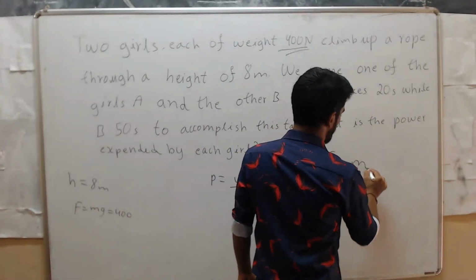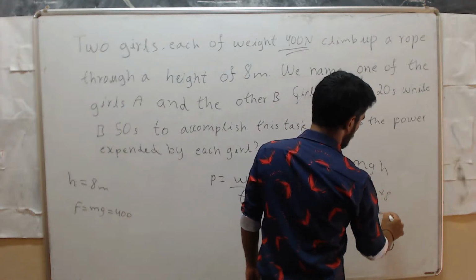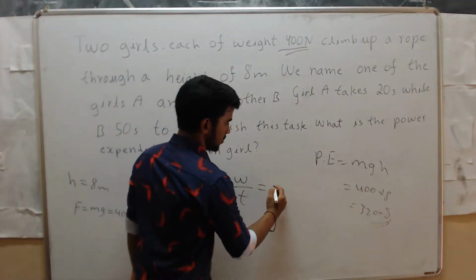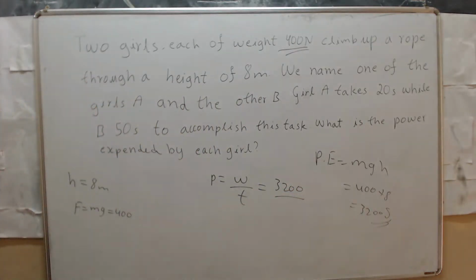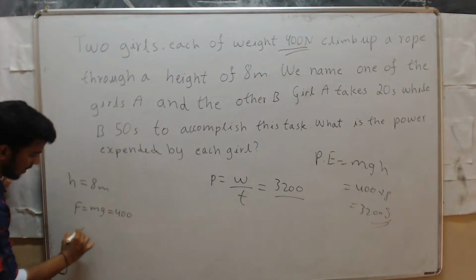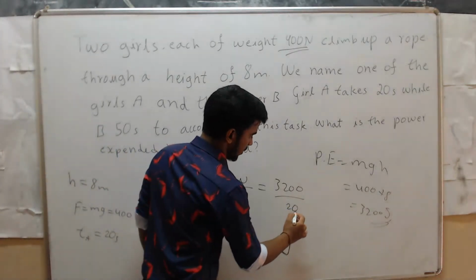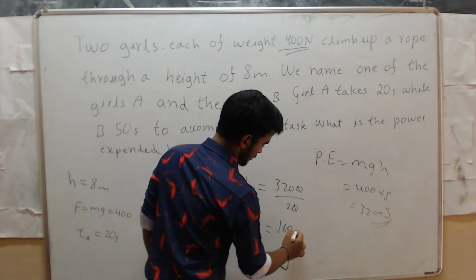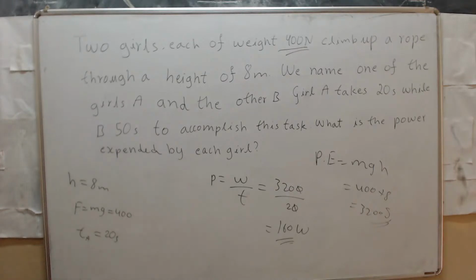Potential energy is equal to m into g into h, that is 400 into 8, which is 3200 joules. So this work done is equal to potential energy, right? Now substitute here: 3200 divided by the time taken. Girl A takes 20 seconds. I will write TA, meaning girl A. The time taken by girl A is 20 seconds. Cancel, and we get 160 watt. So the power of that girl is 160 watt.